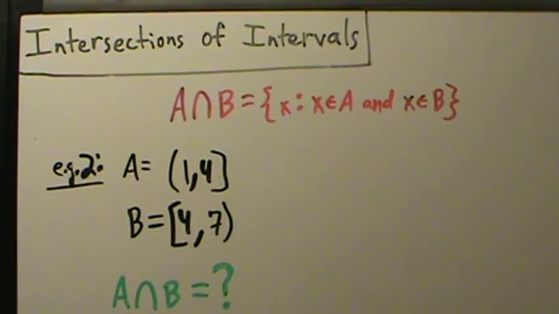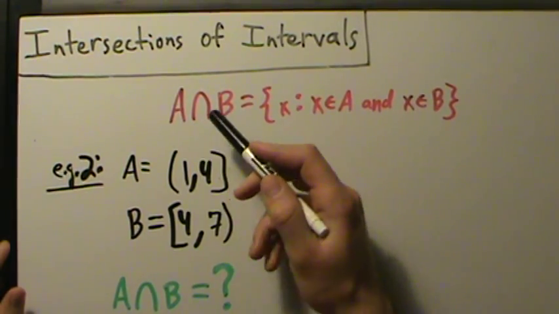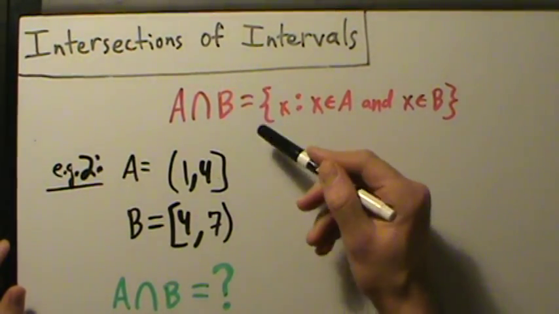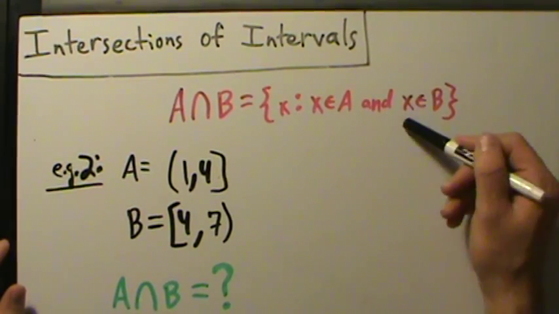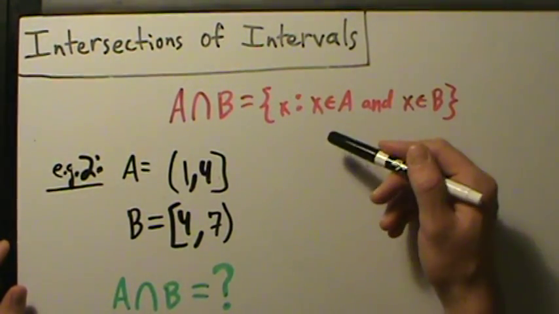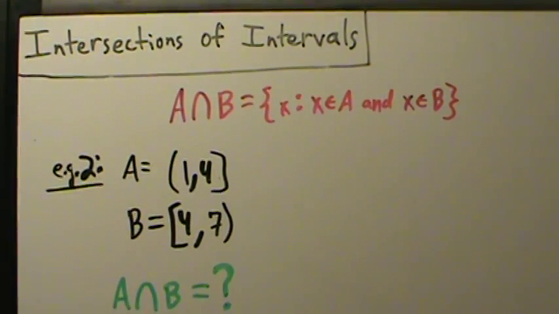Alright, here's example 2 with intersections of intervals. So again, we're still talking about intersections, so A intersect B equals the set of all x such that x is an element of A and x is an element of B. Okay, so x has to appear in both A and B to be part of the intersection, because remember the intersection is the overlap, the common elements, the elements they share, things like that.